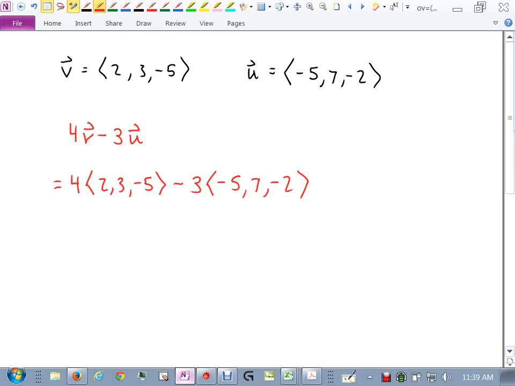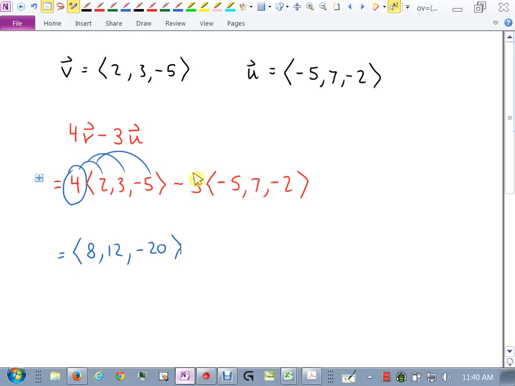What should I do here? This 4 is a scalar multiple, right? It's a scalar, so I pass it through the vector like a distribution to each of the components and create this new vector, which is 8, 12, negative 20. And now my question to you is, what do I do here?